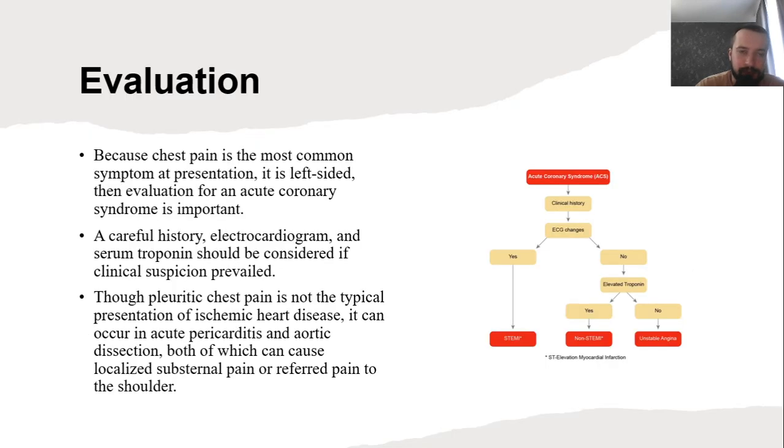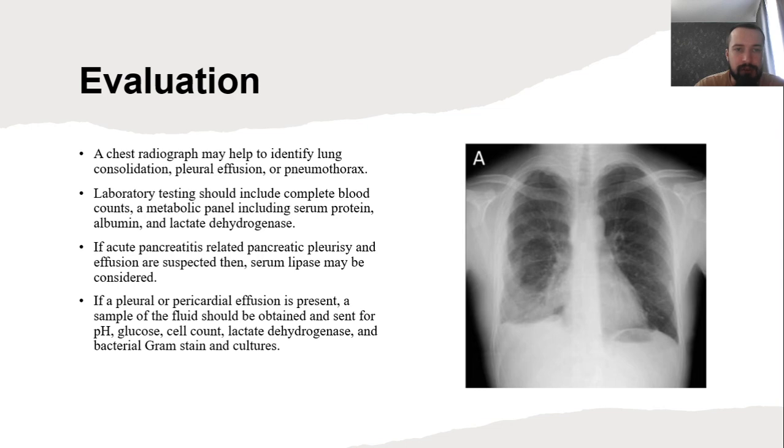Because chest pain is the most common symptom at presentation, if it is left-sided, then evaluation of an acute coronary syndrome is important. A careful history, electrocardiogram, and serum troponin should be considered if clinical suspicion prevails. Pleuritic chest pain is not the typical presentation of ischemic heart disease. It can occur in acute pericarditis and aortic dissection, both of which can cause localized substernal pain or referred pain to the shoulder. A chest radiograph may help to identify lung consolidation, pleural effusion, or pneumothorax.